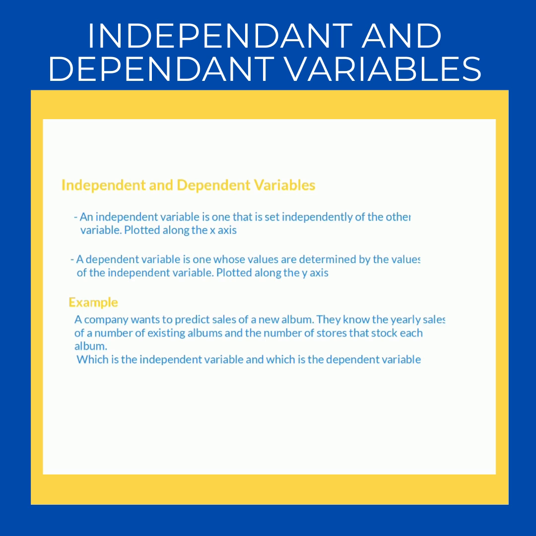Now, these are the formal definitions of dependent and independent variables, but to make it clearer for you, let's have a couple of examples. The first example says a company wants to predict the sales of a new album. They know the yearly sales of a number of existing albums and the number of stores that stock each album. Which is the independent variable and which is the dependent variable?